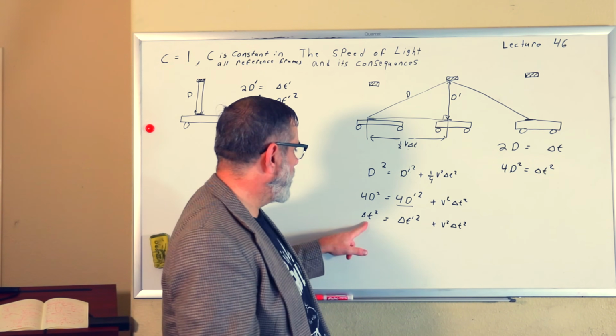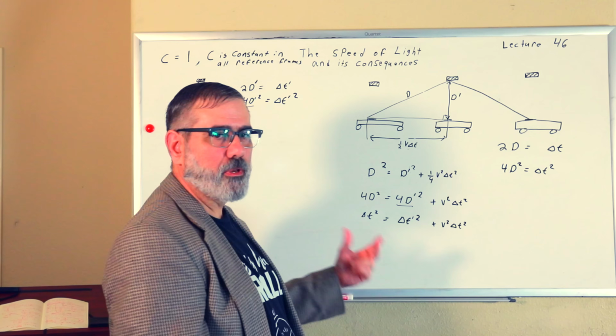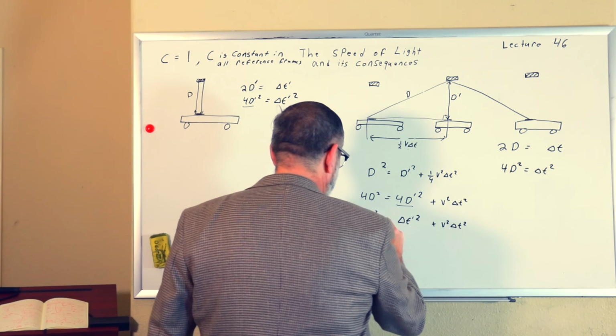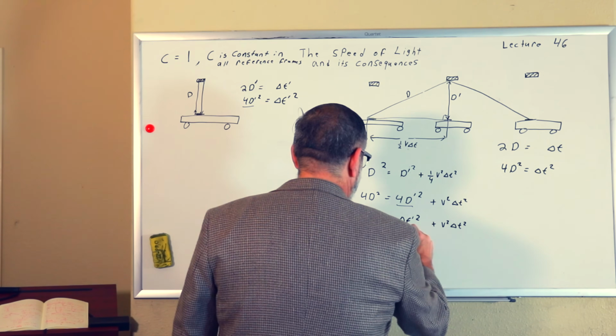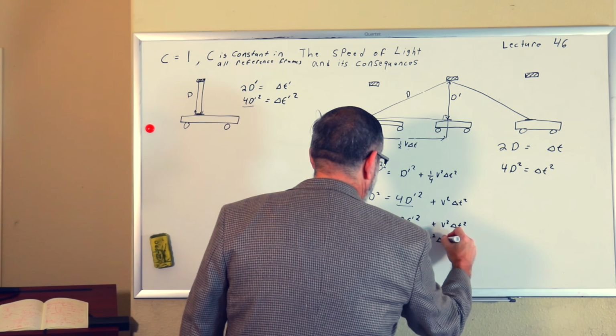Now I've got a delta t squared here and a delta t squared over here, right? Yes. So let's put the delta t squareds together. It's called collecting like terms. We do that a lot in algebra. I'm also going to flip the side that everybody's on. This says that delta t prime squared is equal to delta t squared minus v squared delta t squared.